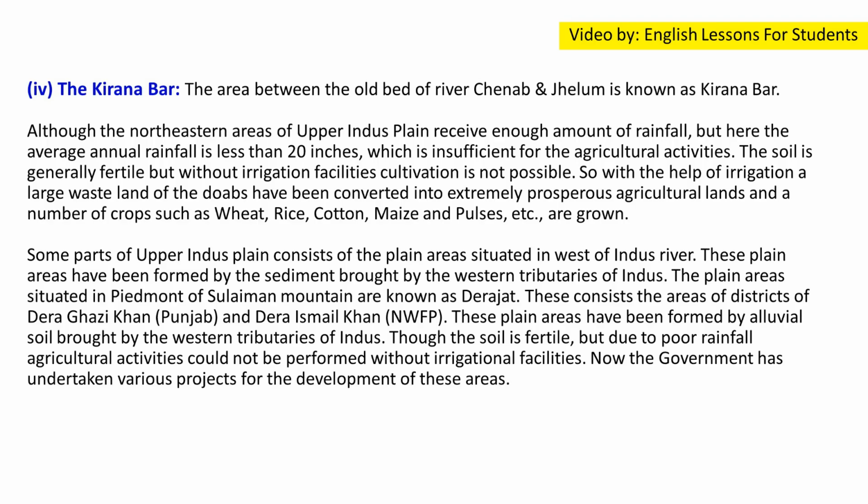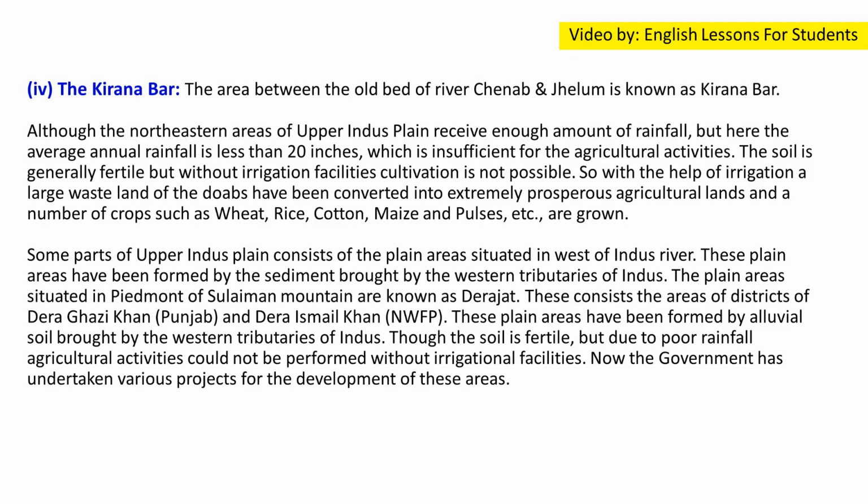So, with the help of irrigation, a large wasteland of the Doabs has been converted into extremely prosperous agricultural lands, and a number of crops such as wheat, rice, cotton, maize, and pulses, etc., are grown. Some parts of Upper Indus Plain consist of the plain areas situated west of the Indus River. These plain areas have been formed by the sediment brought by the western tributaries of the Indus.